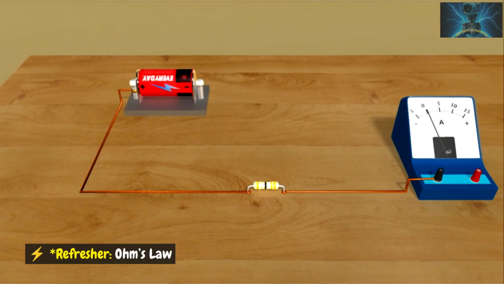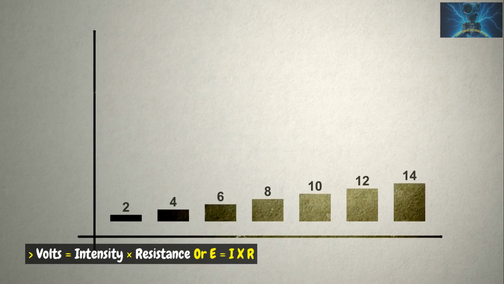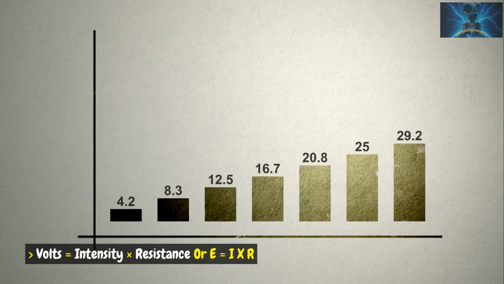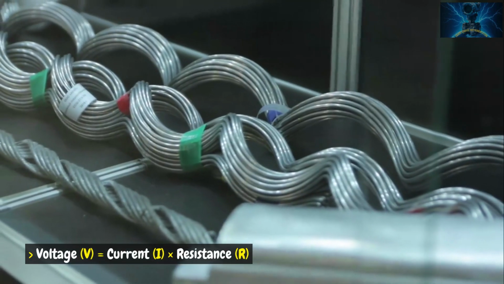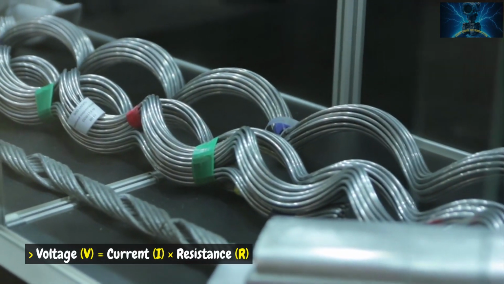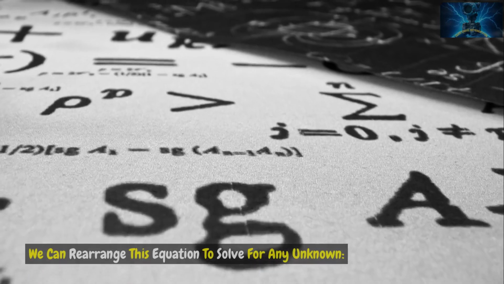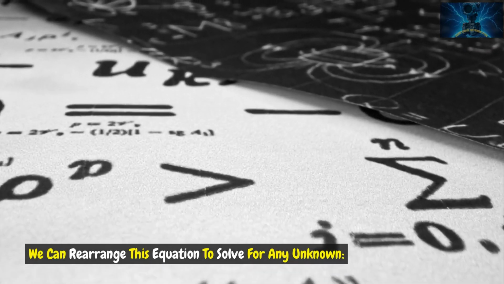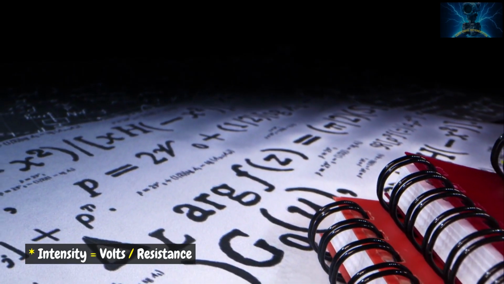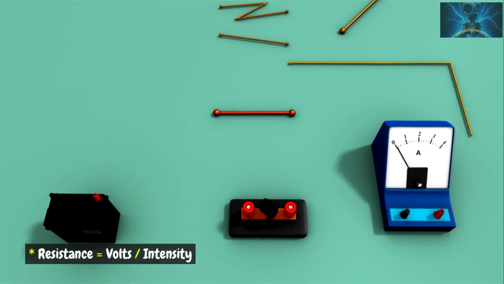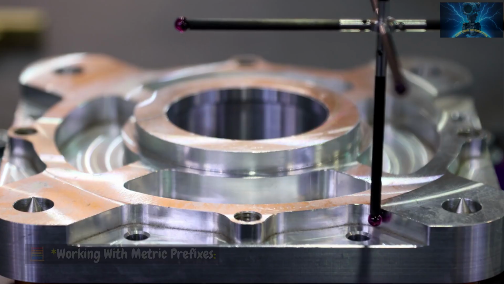Refresher: Ohm's law, E equals I times R. Voltage, V, equals current, I, times resistance, R. We can rearrange this equation to solve for any unknown. Intensity equals volts divided by resistance. Resistance equals volts divided by intensity.